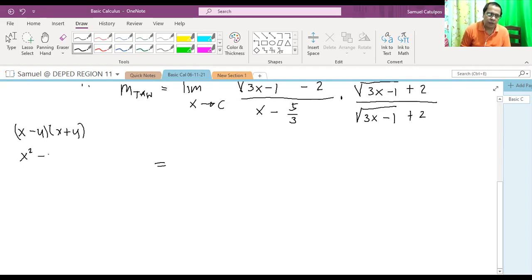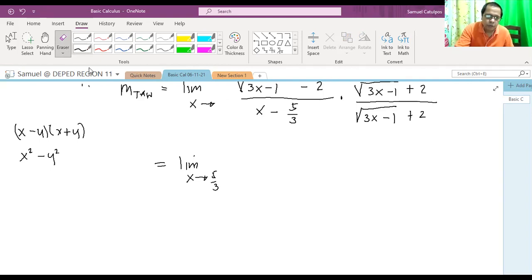X squared minus y squared, di ba? Ana man na siyang difference anan niya. Ang iyang answer, kay mag-cancel man ang middle term anan niya. So, limit x as x approaches to c. Ay, dili na ni c, no? Sorry. Anong c man? As x approaches to 5 over 3. So, kanina sa taas, 5 over 3 man siya dapat, no?